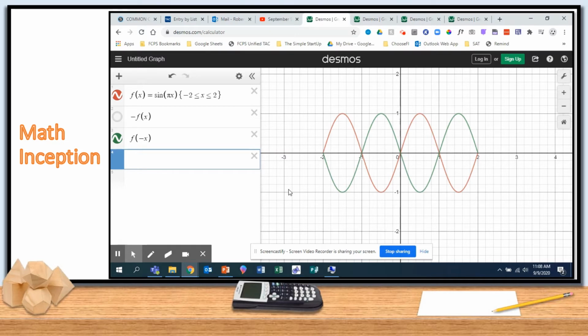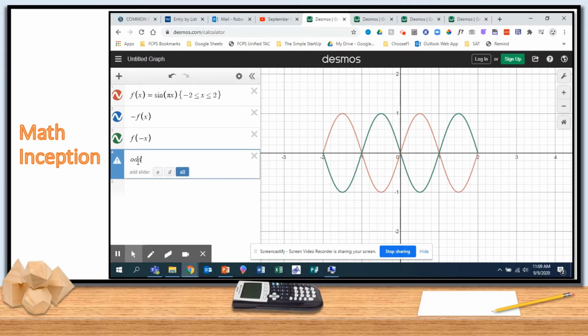If it is odd, minus f of x and f of negative x will match up with each other. So a reflection over the x-axis and a reflection over the y-axis will result in the same image. It does not have to match up with the original function though. So then we click that one and we can see that the blue and the green are both in the same spot. So this is an odd function.